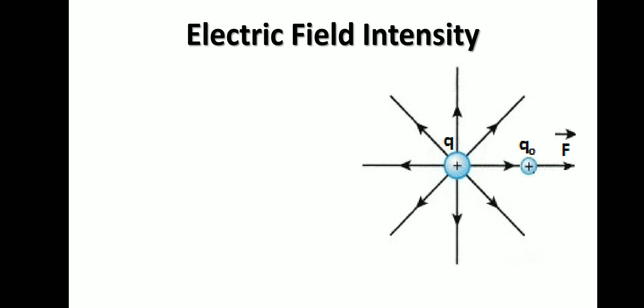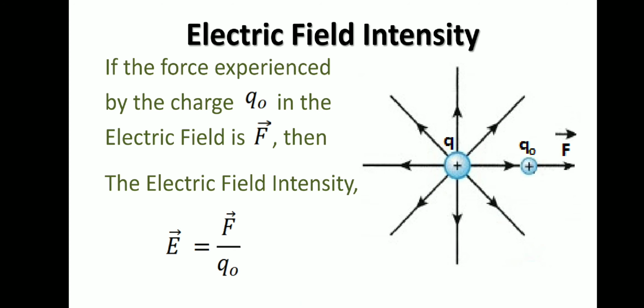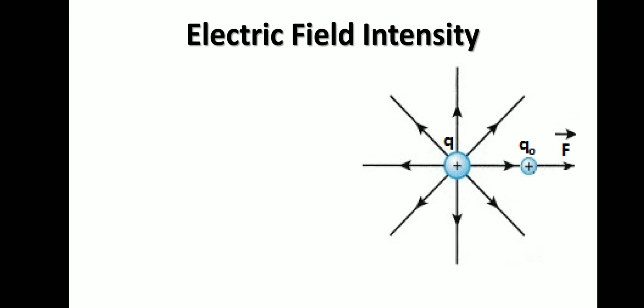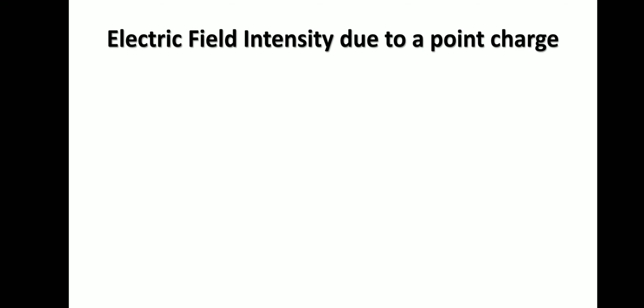So this is our expression for the electric field intensity, and the electric field is represented by vector E. It is a vector quantity, and the unit of the electric field intensity is Newton per Coulomb. From here we can see force, the unit is Newton, charge Q0, the unit is Coulomb. So the unit becomes Newton per Coulomb. Moving ahead with some more about electric field intensity, and that is electric field intensity due to a point charge.